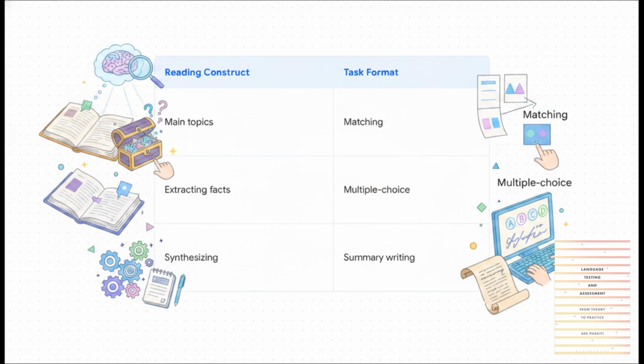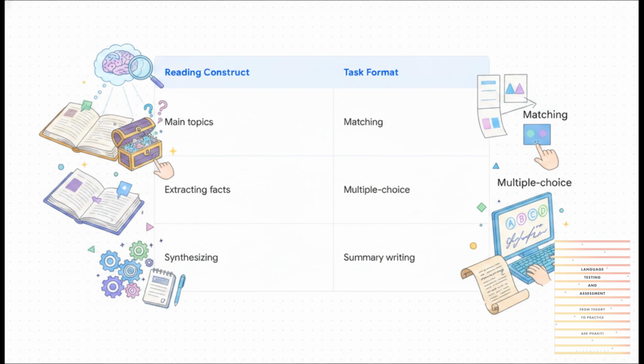It's about using the right tool for the job. For instance, if your construct is to see if a student can identify main topics, a matching headings task is excellent. The reason it works so well is that it avoids heavy writing demands, fully isolating their ability to synthesize the paragraph's core idea. If you want to test extracting facts or making inferences, multiple choice questions are highly targeted. And if you want to assess how well they synthesize information across a whole text, you move towards summary writing tasks.